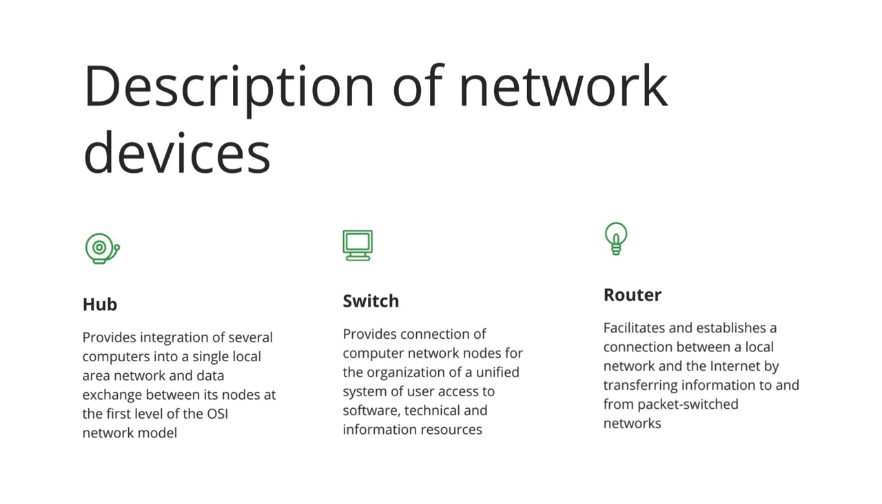A router is a physical network device that facilitates and establishes a connection between a local network and the internet by transmitting information to and from packet-switched networks. It performs this function by analyzing the header of the data packet, which contains the IP addresses of the packet destination. Based on the data packet, the router determines the most efficient route to the destination address.